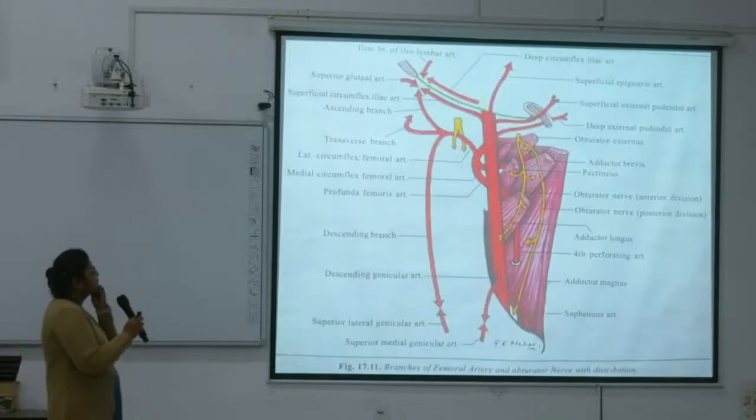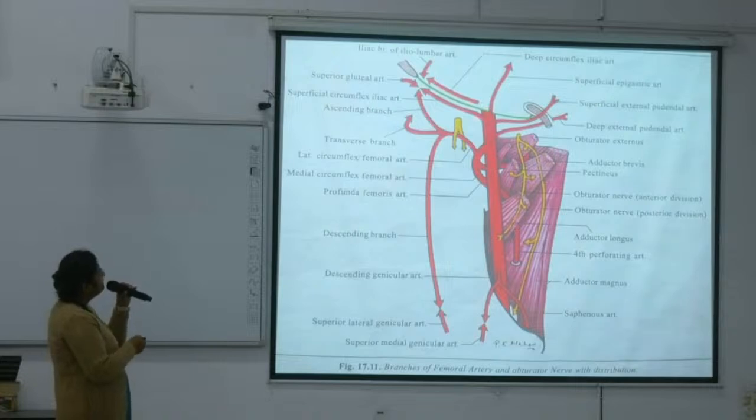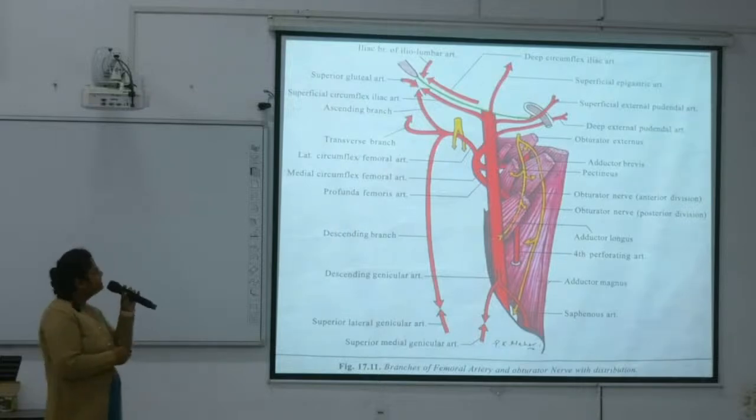Next, different branches of the femoral artery have been shown. These are the three superficial branches: superficial epigastric, superficial external pudendal, superficial circumflex. And this is the deep branch, deep external pudendal. Here is the profunda femoris. Profunda femoris again gives branches: perforating branches, and the lateral and medial circumflex femoral arteries.